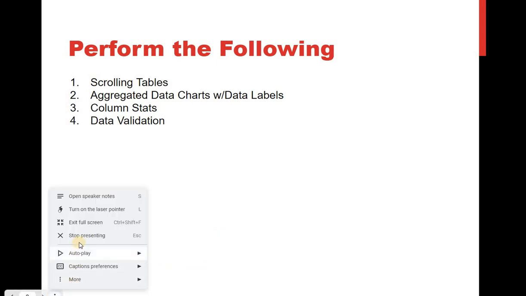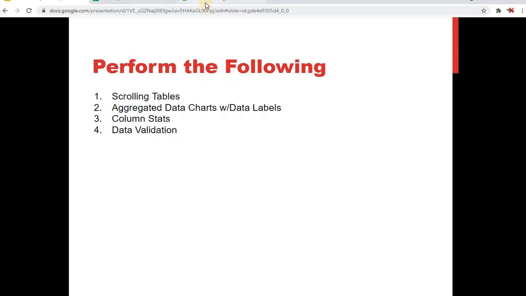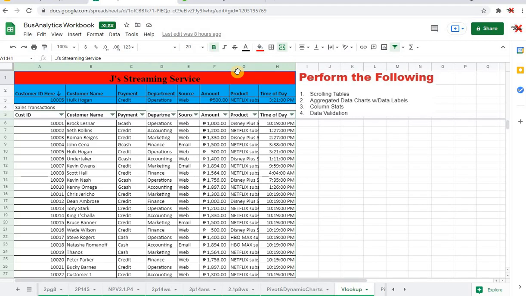So let me just go ahead and go to our workbook. For this, I will be using an existing sheet, a sheet that I have used in the past to discuss VLOOKUP. And with this, we will be covering scrolling tables, aggregated data charts, column stats, and data validation. So let's start with scrolling tables first. How do you access scrolling tables?